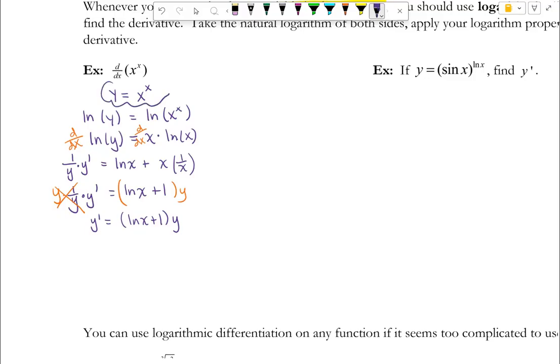So if I go back up to what I started with, we said y is x to the power of x. So our derivative here is the natural log of x plus 1 times x to the power of x. And I'm not going to distribute that. I'm just going to leave x to the power of x as a factor in my derivative.